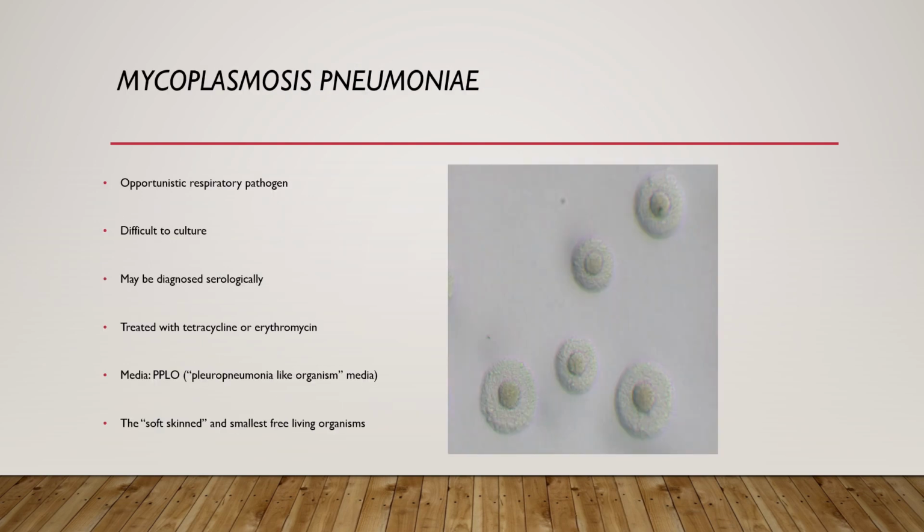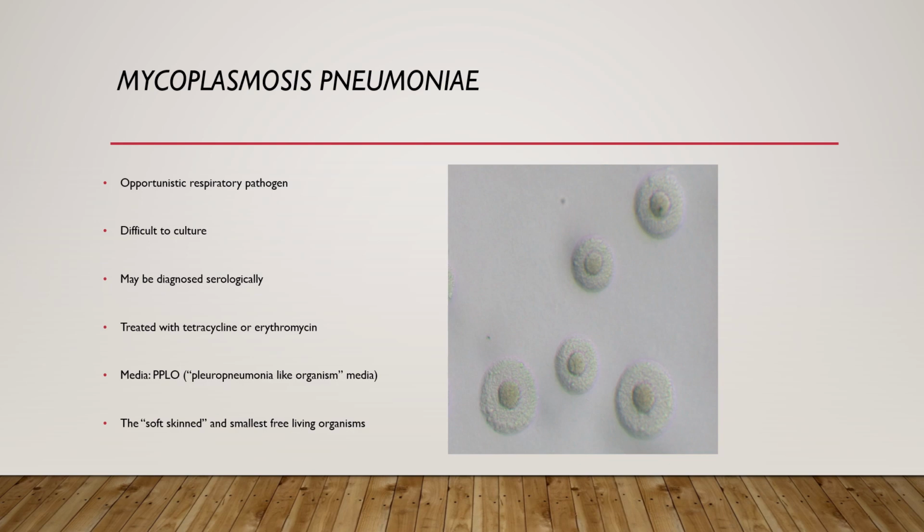Mycoplasma pneumoniae is an organism that is considered an opportunistic respiratory pathogen. It causes somewhere between 10 and 30% of all pneumonia cases. It's very difficult to culture, and it might be best to diagnose it serologically, where we're looking for IgM or IgG antibody levels. It can be treated with tetracycline or erythromycin. If we do want to try to culture it, we can culture it on a media known as PPLO media.